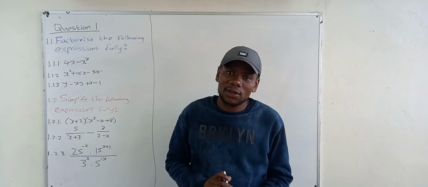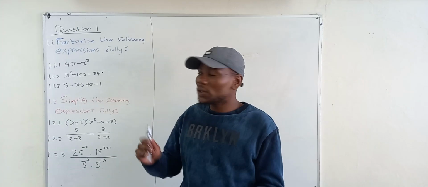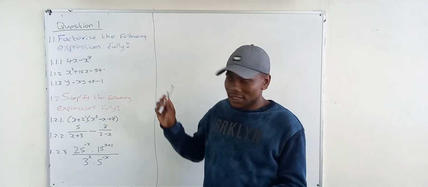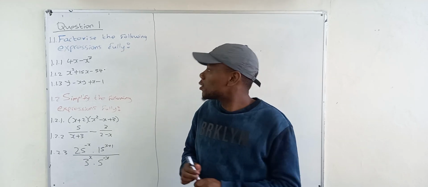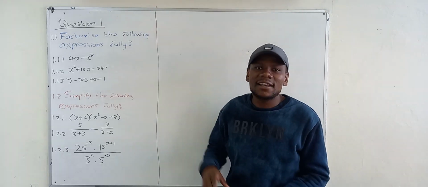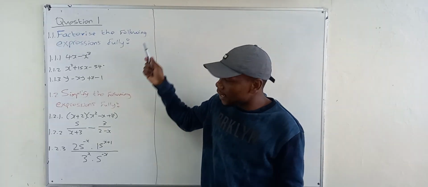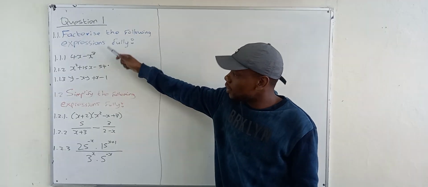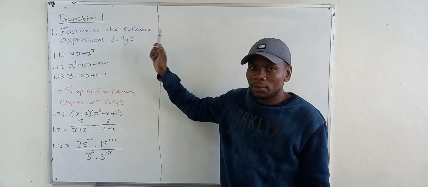So today we'll be focusing on grade 10 mathematics, guys, which is paper 1, question 1 only for today. So the question we have is: factorize the following expressions fully. We have 3 expressions, which is 1.1.1, 1.1.2, 1.1.3.